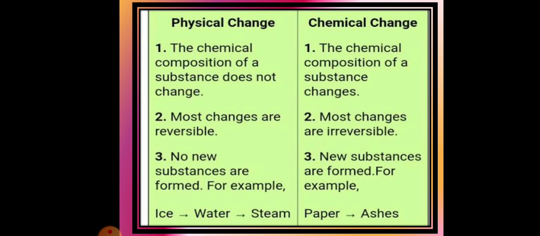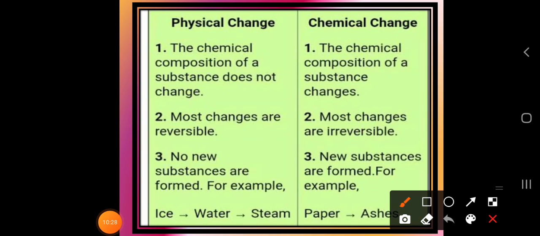Now, let us discuss the difference between the physical change and the chemical change. Dear students, in a physical change the chemical composition of the substance does not change. What is the chemical composition? Take a simple example, water itself. The chemical composition is 2 atoms of hydrogen and 1 atom of oxygen. Is it possible to break it? No. The chemical composition of the substance does not change, so it is a physical change.